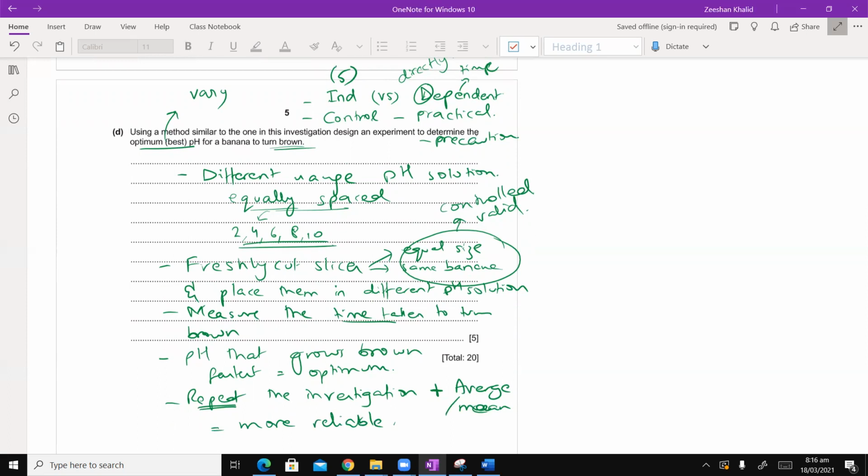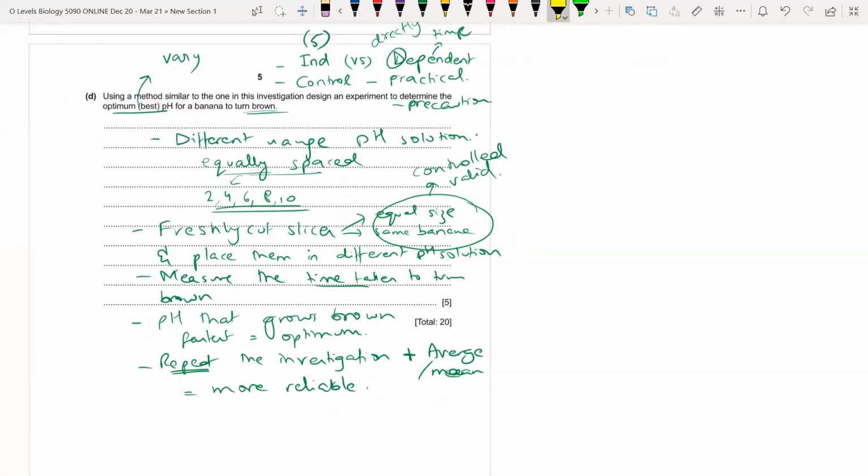I'm going to highlight these three words. In literally any experiment, you can mention this. You can repeat the investigation and then take the mean, and it makes it more reliable. So remember, repetition makes it reliable. Both are R's. And the fact that you're controlling variables makes it valid. All right, so that's basically what the investigation design is all about.